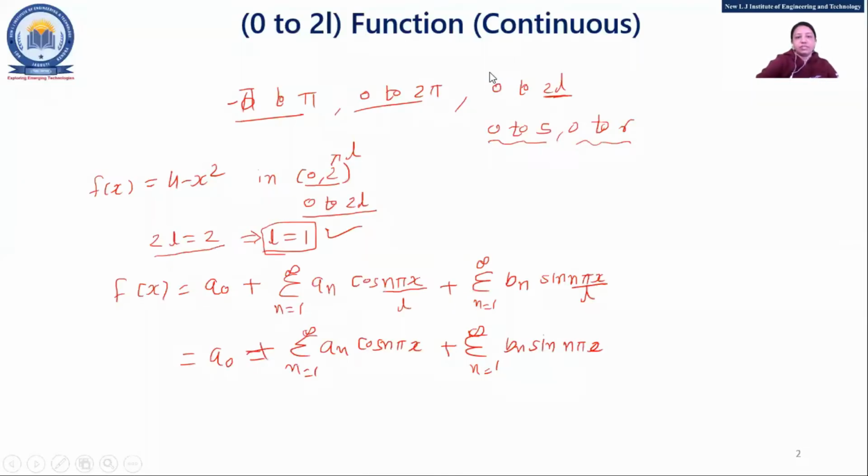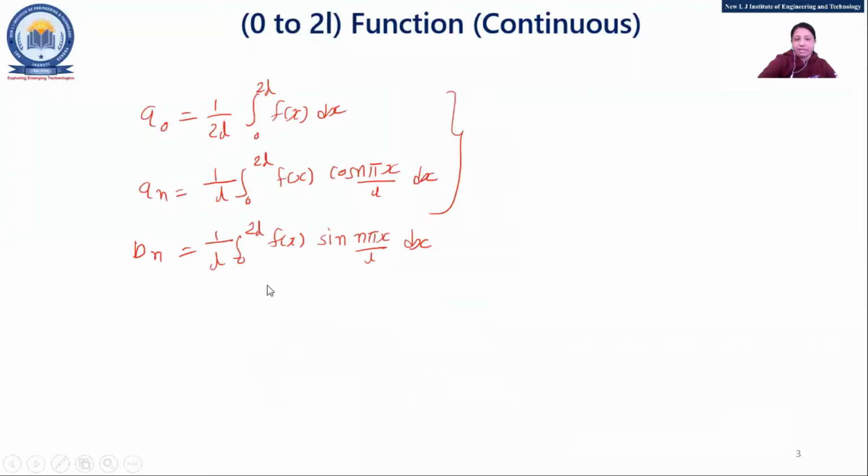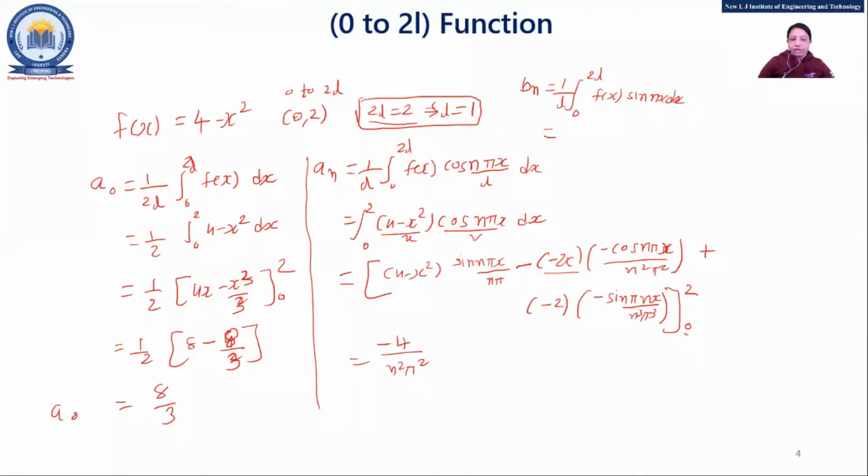So, in the last lecture, we saw this example: 4 minus x square in 0 to 2L. In that one, we found A0 and An. Now, these are the equations if your interval is between 0 to 2L. Is there any doubt in this? Anyone having a doubt? Okay, fine. So, A0 and An we have found.